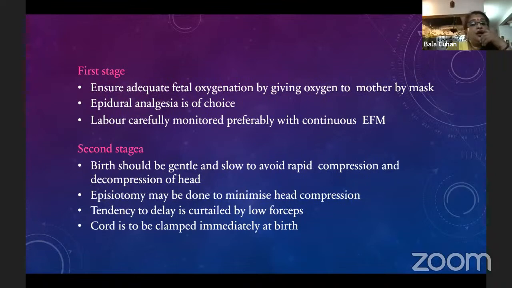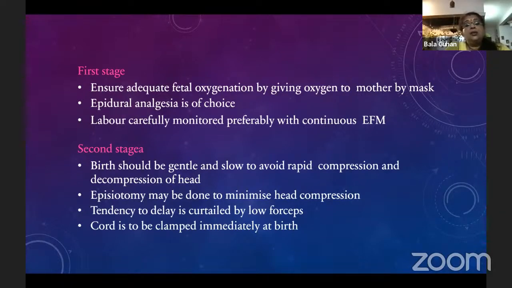So the second stage, the birth should be allowed to progress gently and slowly, and avoid rapid compression and decompression of the fetal head. Episiotomy may be done to minimize the head compression, even though the baby is small. As we know, in asymmetric IUGR, the head may not be that small. So you have to give adequate episiotomy.